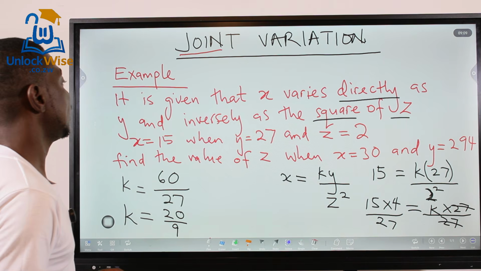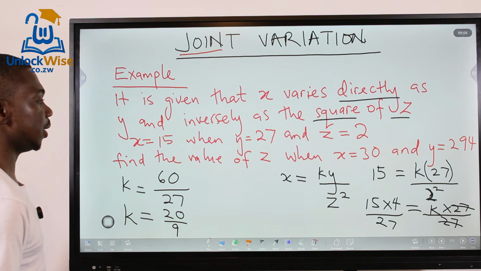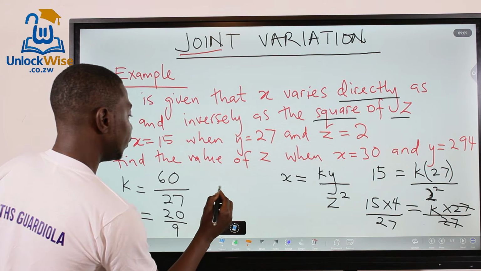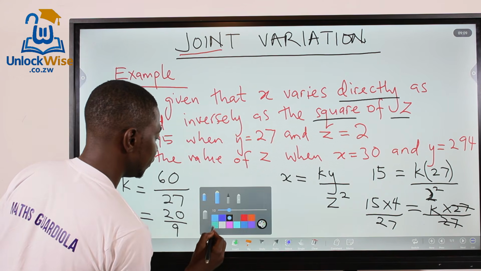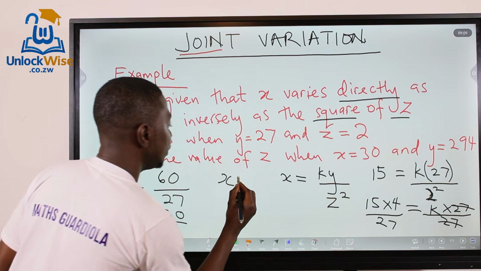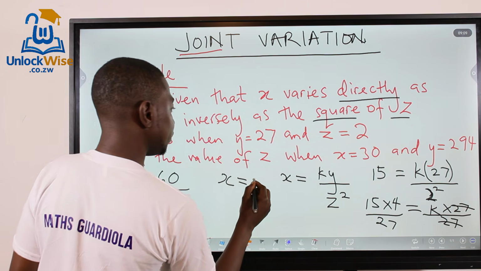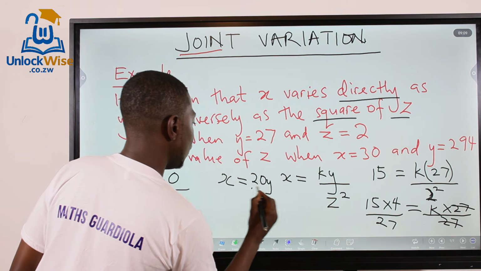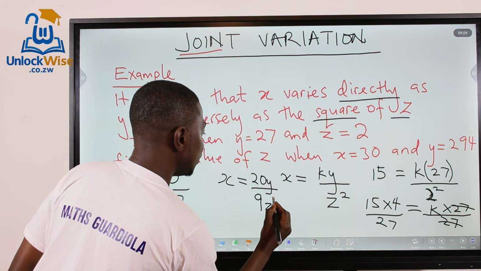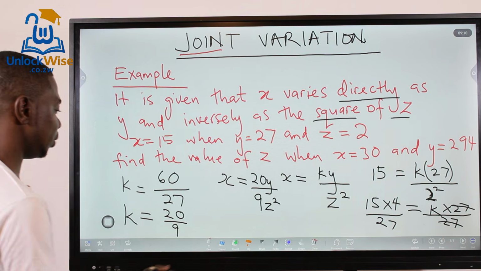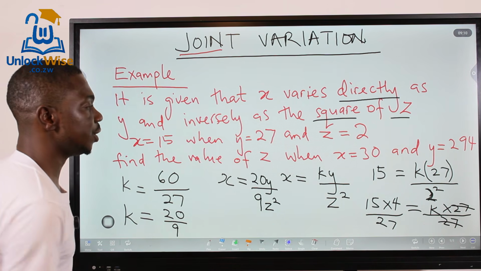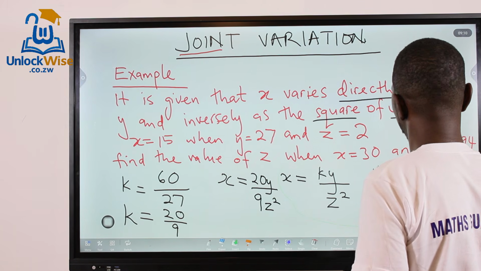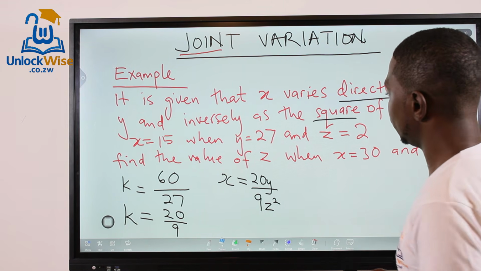Now, having found this, allow me to write this as x, which is equal to 20y over 9z squared. Why have I decided to write this like this? Okay, let me just explain a bit, and then you understand what I'm doing.